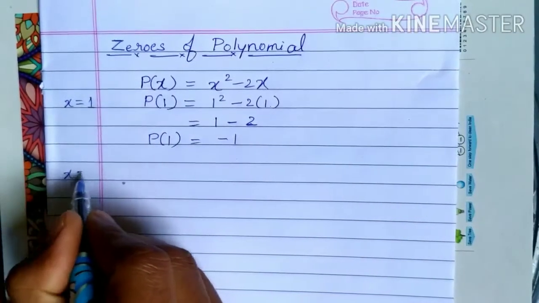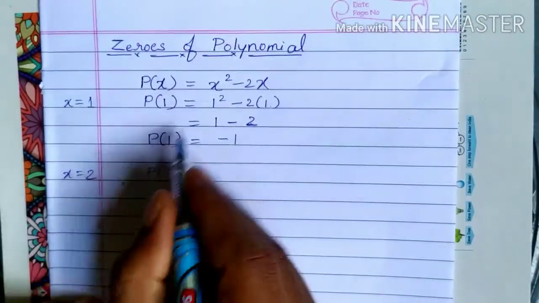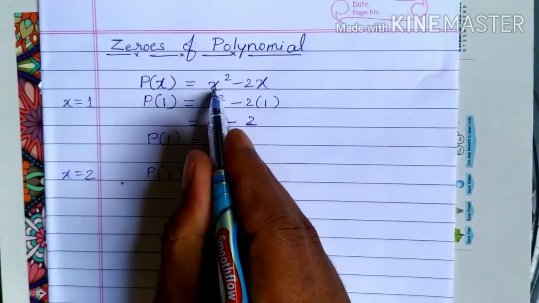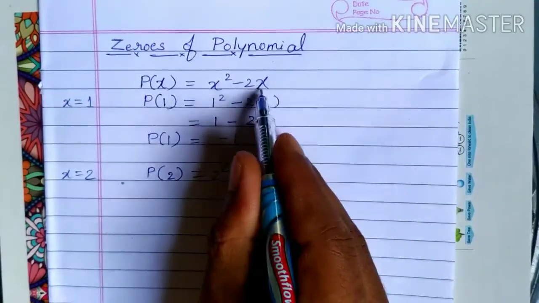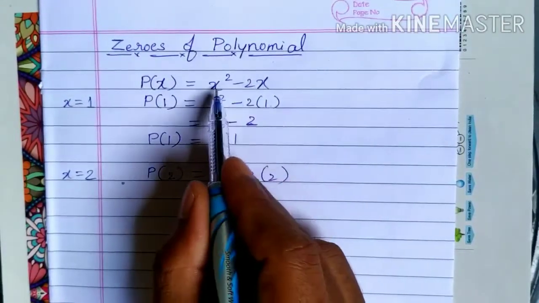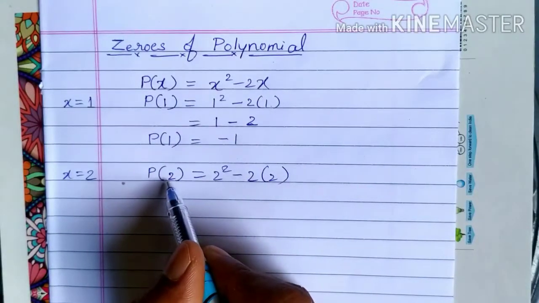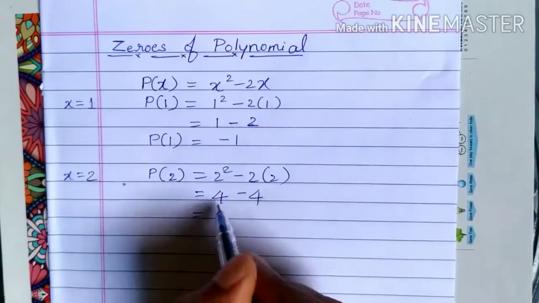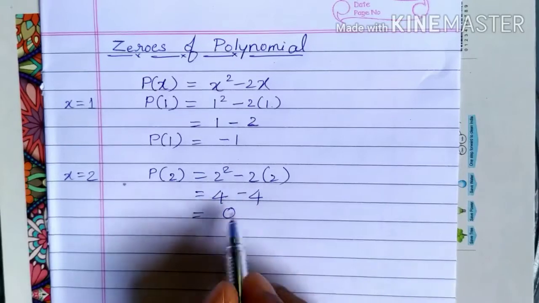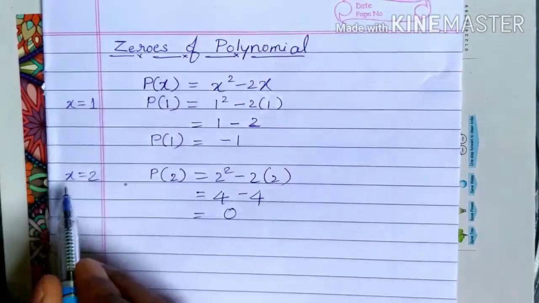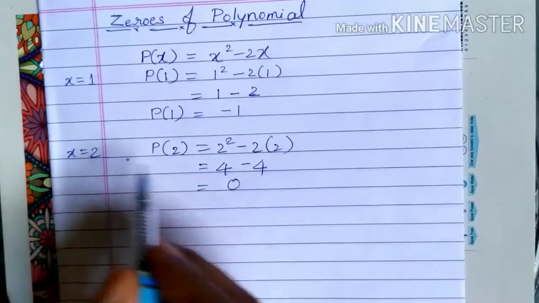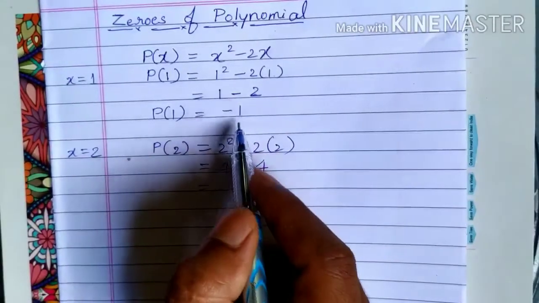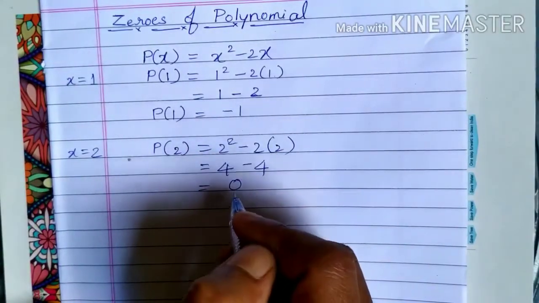Suppose I consider x is equal to 2, then finding the value of the polynomial at x is equal to 2: replacing x by 2, 2 square minus 2 into 2. Wherever there is x, we have to replace it by the number which we are considering. 2 square is 4, minus 2 twos are 4, so 4 minus 4 is 0. So 0 is the value of this polynomial at x is equal to 2. This is how we find the value of any polynomial at a particular point. In the first case I got the answer minus 1, in the second case I got 0.